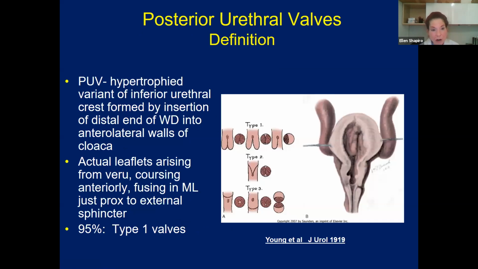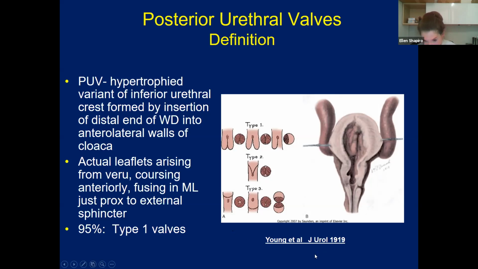So what are valves? They're a hypertrophy variant of the inferior urethral crest formed by the insertion of the distal ends of the Wolffian ducts, again, into the anterolateral walls of the cloaca. The actual leaflets arise from the verumontanum and then course anteriorly and fuse in the midline. I use my hands for this. And the valves are seen just proximal to the external sphincter. And that proximity is important with valve ablation, and it's important to distinguish the two structures and only ablate the valves.